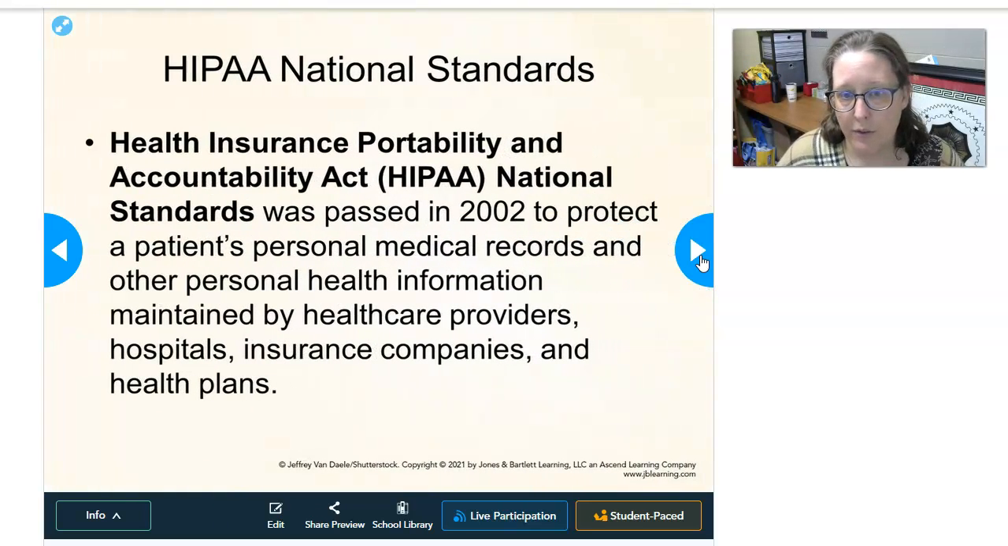And then the HIPAA, Health Insurance Portability and Accountability Act, national standards. It was passed in 2002 to protect a patient's personal medical records and other personal health information that was maintained by healthcare providers, hospitals, insurance companies, and health plans, especially when all of this went computerized. And then all of a sudden, a whole lot more people had access to your health data. So before the 2000s, there were some computers, but everything was just kind of local. And a lot of your medical records were really on paper. So for a person to have access to it, they had to physically get your chart, and that was a lot harder to do.